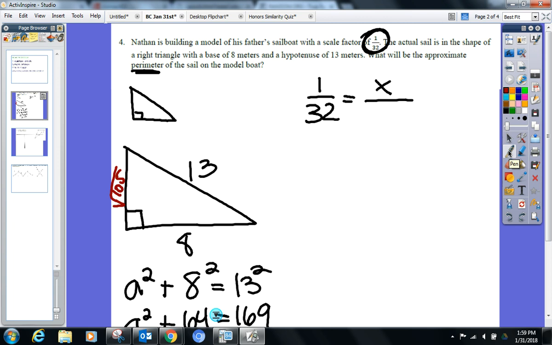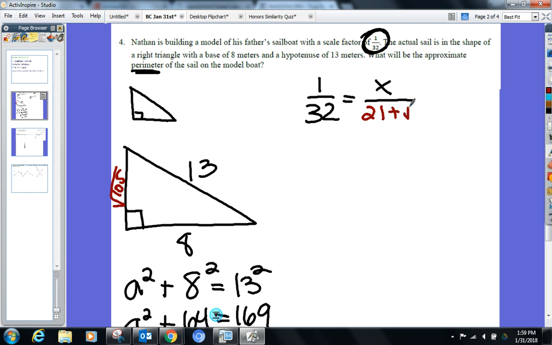No. Which two can you add? 13 and 8 gives you? So it's 21 plus the square root of 105. That's the perimeter of the actual sailboat. How do I solve that now?